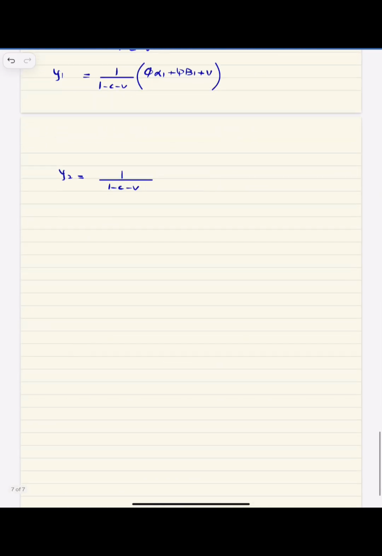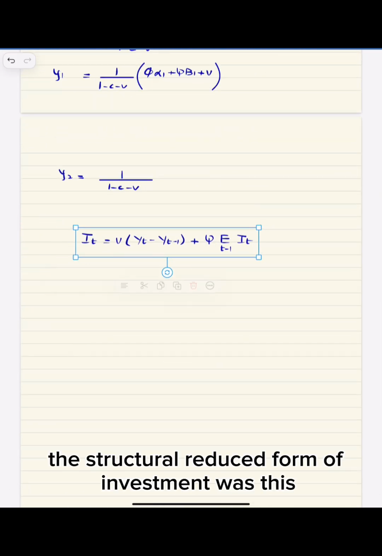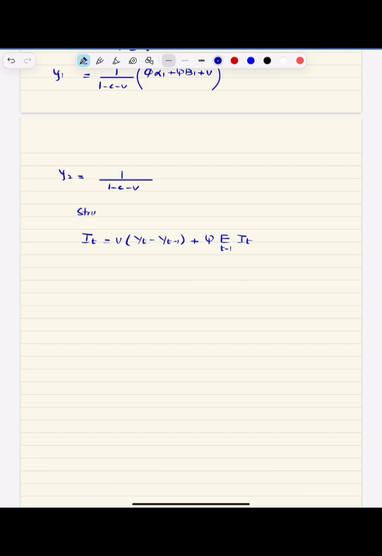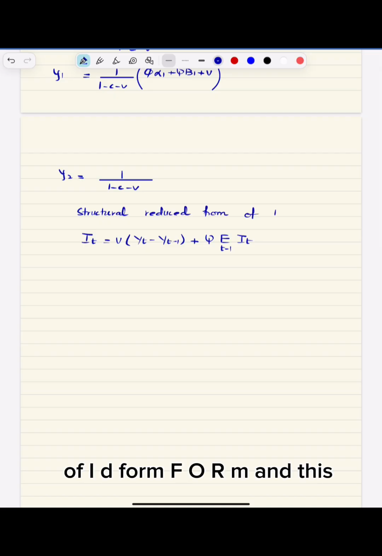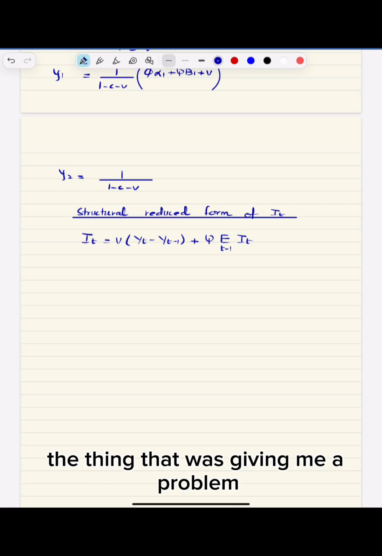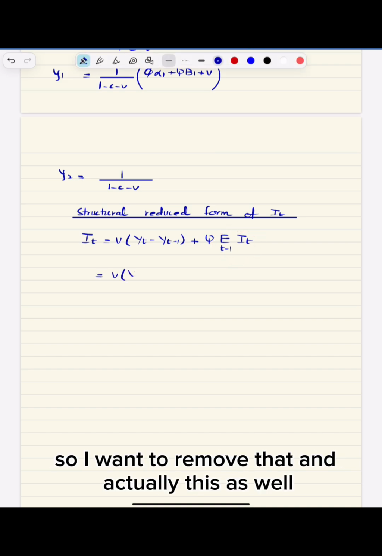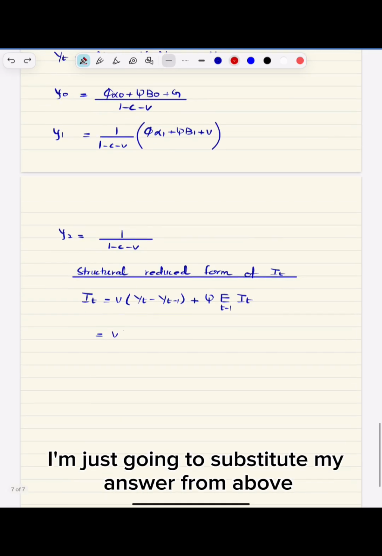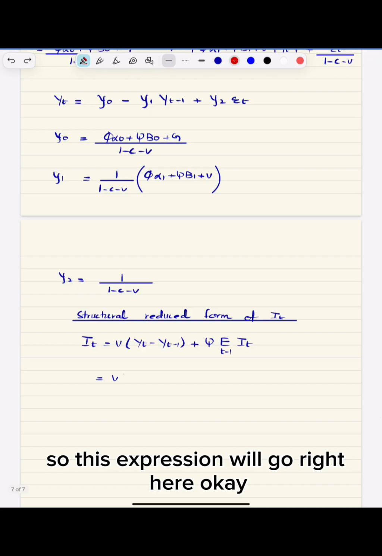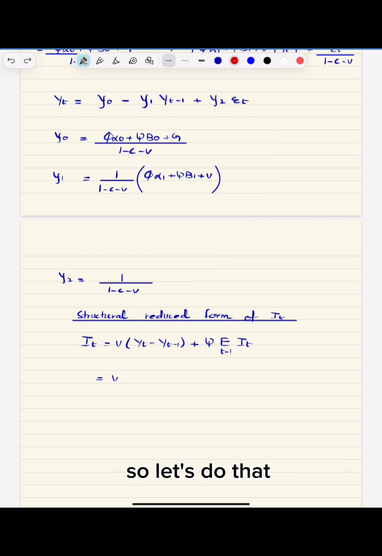Okay. The structural reduced form of investment was this. The thing that was giving me a problem was the expectation sign, so I want to remove that, and actually this as well. I'm just going to substitute my answer from above. So this expression will go right here. Okay, so let's do that.